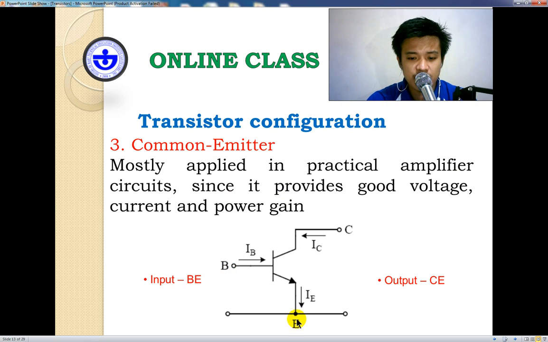Okay, so in the common emitter, it means the emitter is connected to the ground, and the base and the emitter will become our input, so the emitter becomes the common, and the output will become the collector and the emitter. And that is how we connect our transistor in the circuit if we are having a common emitter configuration. Okay, I hope that is clear.